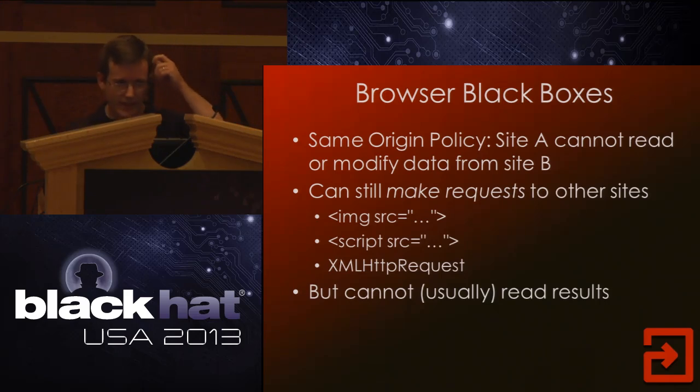So even though there's this restriction with the same origin policy, websites can still make requests to other websites, and there's various different ways of doing that. One way is with an image. So one website can load an image from another website, and it will display on that site, but it can't actually see the content of the image. And there's other things as well. One website can load a script from another website, and things like XML HTTP requests can make requests, but by default the website can't read the results back. So yeah, those are kind of black boxes from the point of view of a website. They can put some data in, but they can't get any data out.